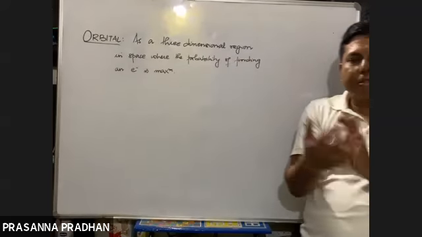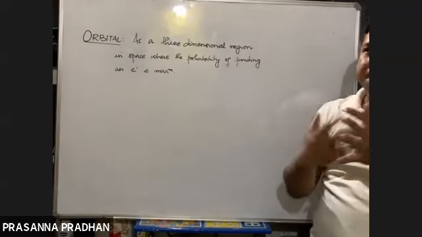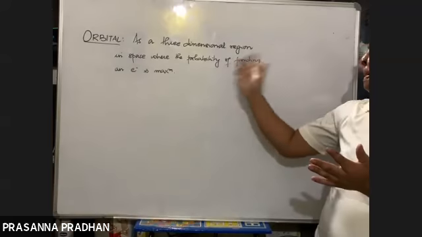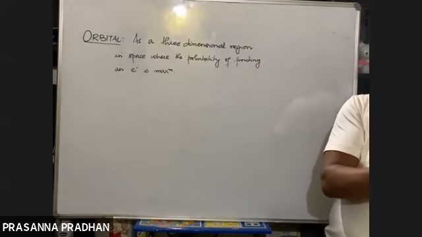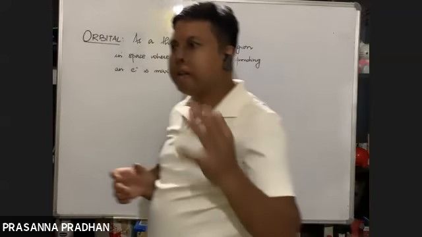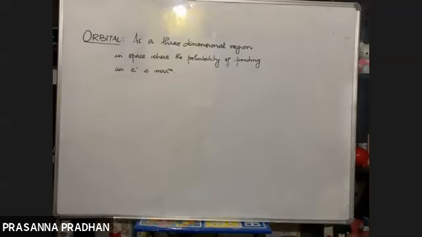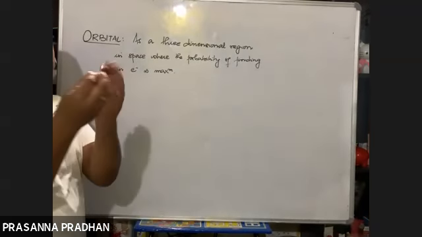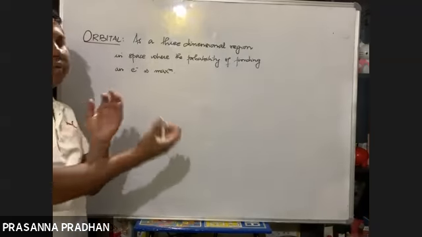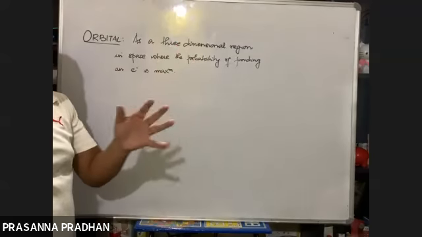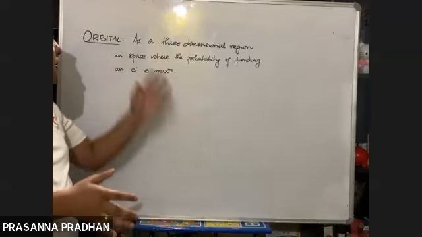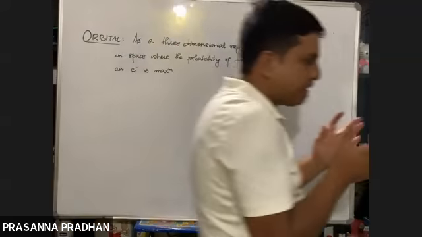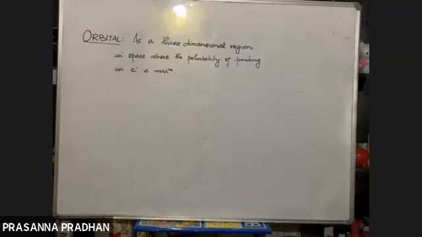And what is an orbital? It is a region in space. Space means three-dimensional. It is a three-dimensional region in space where the probability of finding an electron is maximum. We can mathematically calculate the probability of finding an electron. There are some regions where the probability of finding an electron is high, and some regions where it is low. So an orbital gives a picture where the probability of finding an electron will be maximum. This is the definition of orbital.